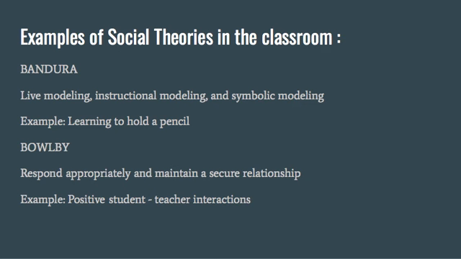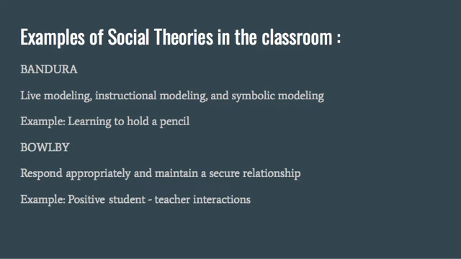Examples of social theories in the classroom. Bandura can be modeled in the classroom in 3 different ways, which are live modeling, instructional modeling, and symbolic modeling. An example of implementing the Bandura theory in a classroom setting is when trying to teach how to correctly hold a pencil. Split class into small groups where there are an even amount of children that can successfully hold a pencil and children that are struggling or still learning how to hold a pencil. This will allow for children struggling to learn and model after those who are holding the pencil correctly.